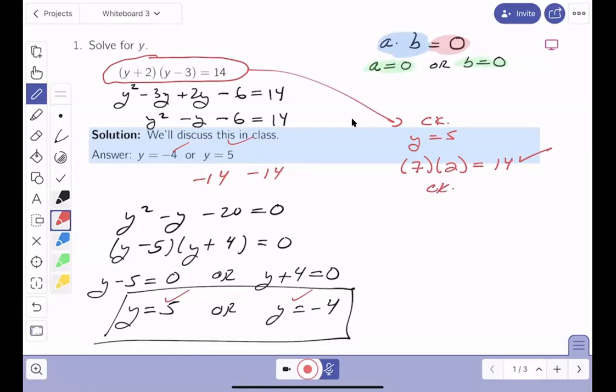Now I'm going to check y equals minus 4. And what would you get? Well, in the first factor, I would get minus 4 plus 2, which is minus 2. And the second factor, I get minus 4 minus 3, which is minus 7. Does that equal 14? Of course it does. All right, let's go to the next question.